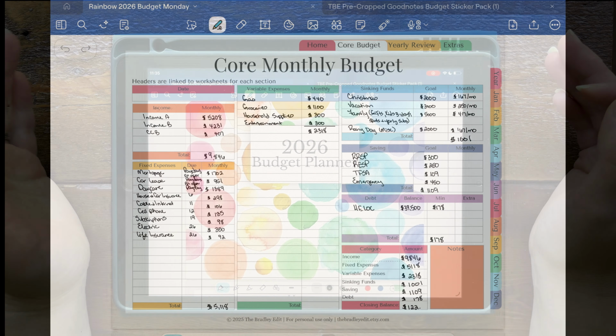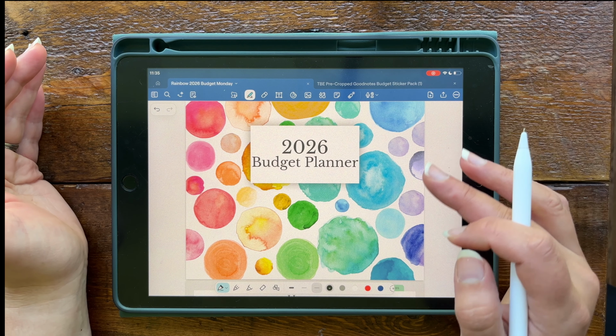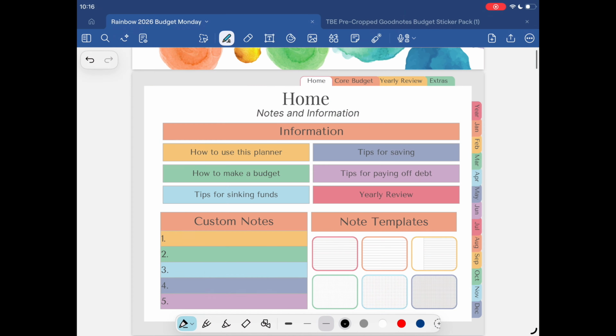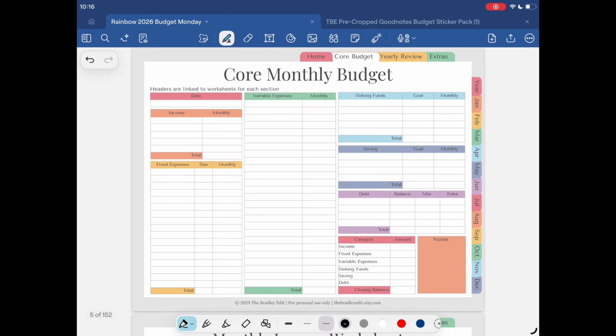Let's get started with the budget setup. Today, I'm going to show you how I actually set up my monthly budget using worksheets in my planners. We have a how to make a budget section, and it has a 7-step process for setting up your core monthly budget. If we go to the core monthly budget, this is where we're going to put all of our numbers, and the titles of each section is hyperlinked to the worksheet it corresponds to.